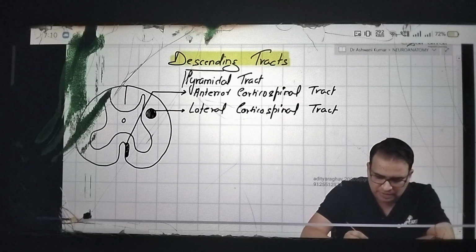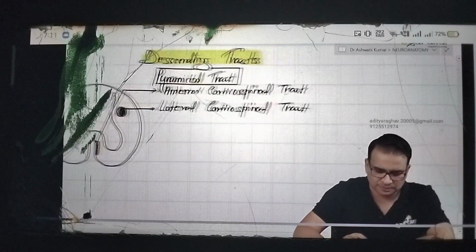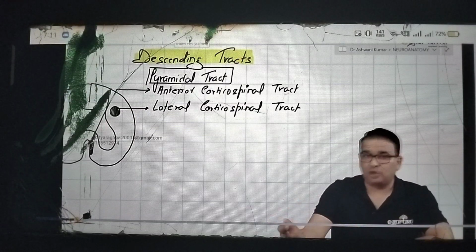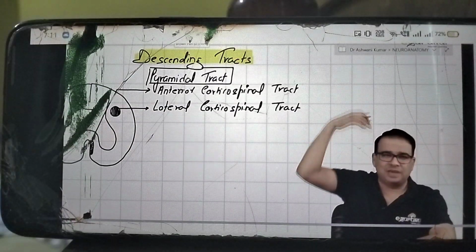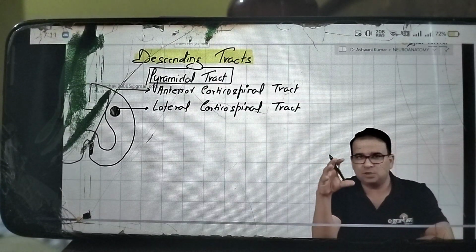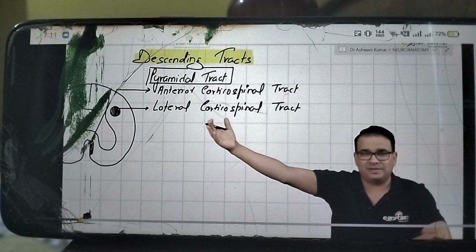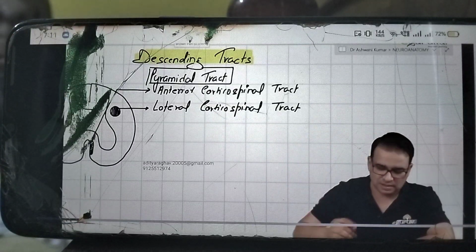So these are the two components of the pyramidal tract. One is anterior corticospinal and one is lateral corticospinal. And as you can see, the nomenclature here is based on where they are present in the spinal cord. Wherever they are coming from, whether in the brainstem or higher, in the internal capsule, that is not the point. The point is the location of these tracts in the spinal cord. One is anteriorly placed, so anterior, one is laterally placed, so lateral. Corticospinal tract, from the cortex to the spinal cord.